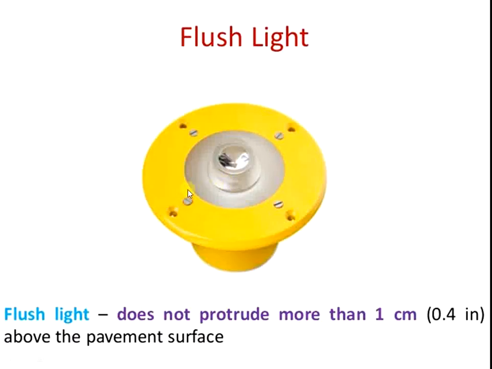Next, the various lights we have to use. This is the flush light. It does not protrude more than 1 centimeter, that is 0.4 inch, above the pavement surface. This type of light is placed up to 1 centimeter above the pavement surface.